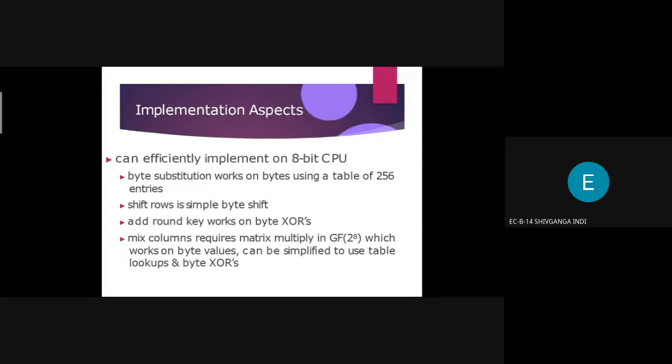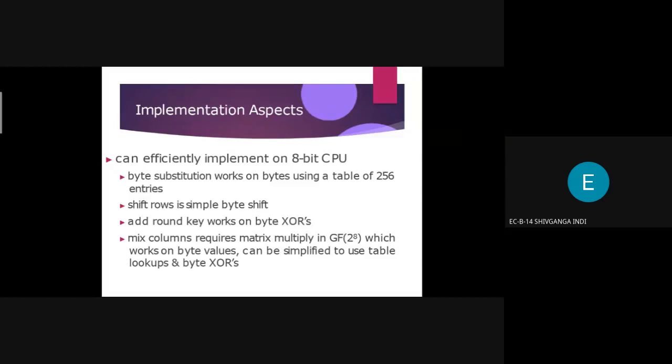The first one is byte substitution. Byte substitution works by using 256 entries, that is 0 to 255. So in byte substitution, we can simply replace the bytes position. Second is shift row. Third one is add round key.